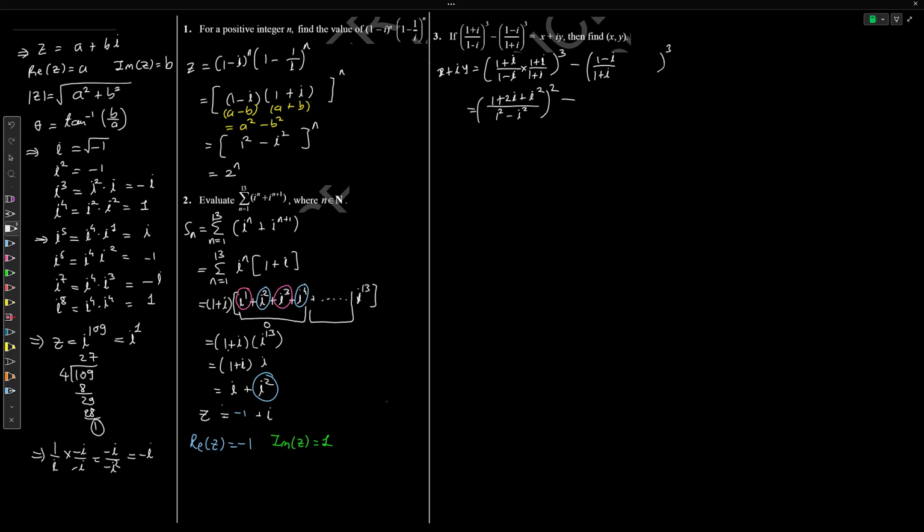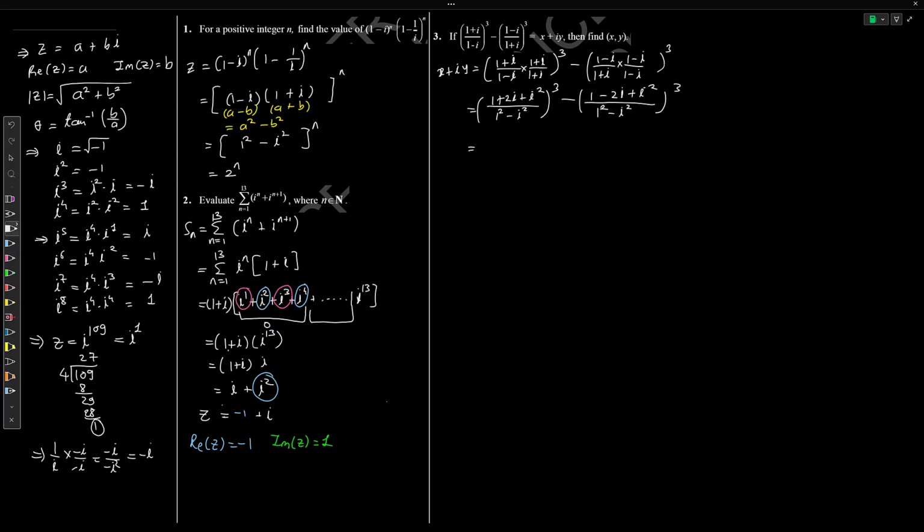Similarly in the second term we do the same thing. Multiply and divide by 1 minus i. Very good. So in numerator we'll get (1 minus i) whole square, so that will be 1 square minus 2i plus i square. Very good. And in denominator, the whole cube, right?